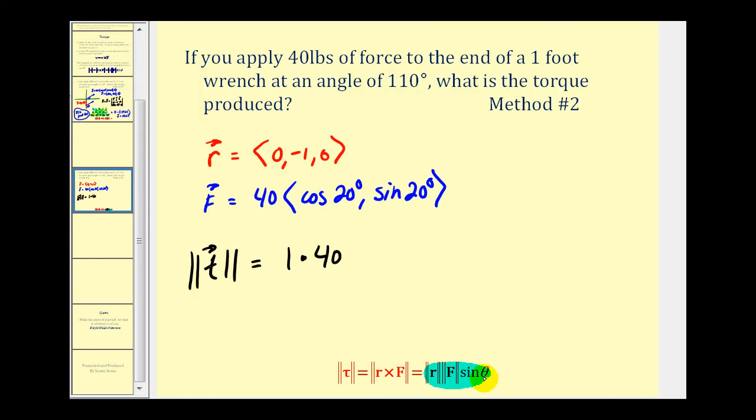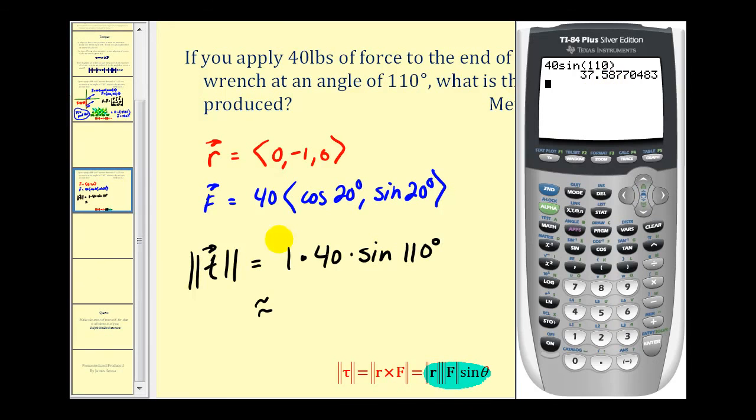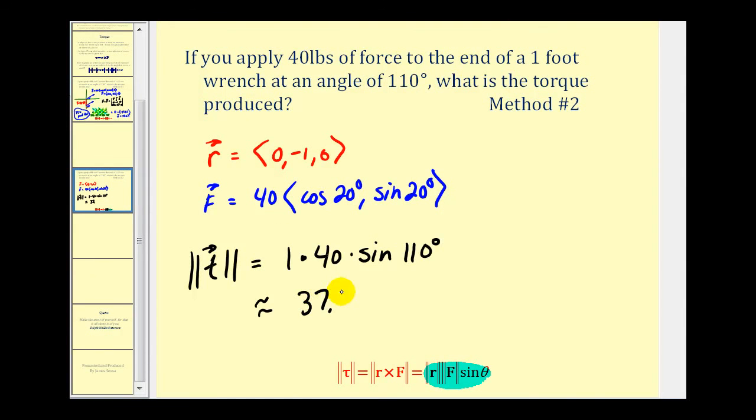And then remember, theta is the angle between the two vectors. It's given as 110 degrees. So 1 times 40 times the sine of 110 degrees should give us the same value that we obtained before. Let's go and check it on our calculator. Let's make sure our calculator is in degree mode. It is. So we have 40 times sine 110 degrees. As you can see, the result is the same. It's approximately 37.6, and again, the units here would be pound-feet.